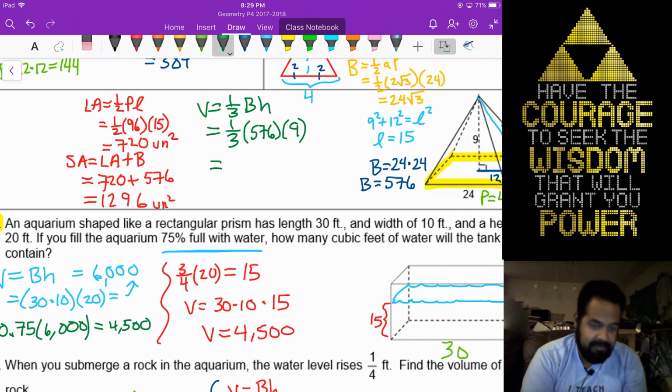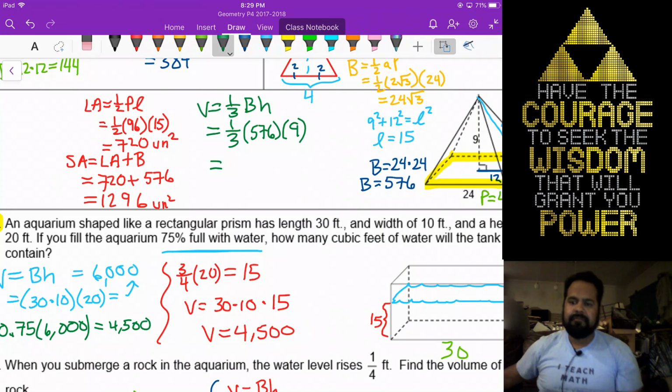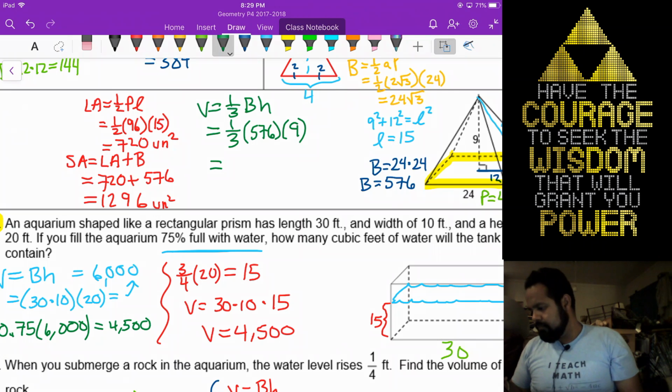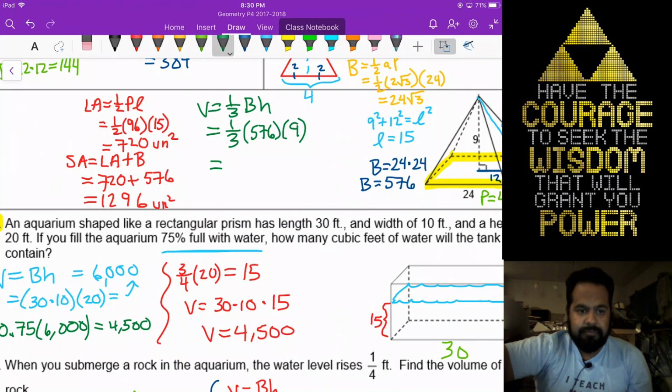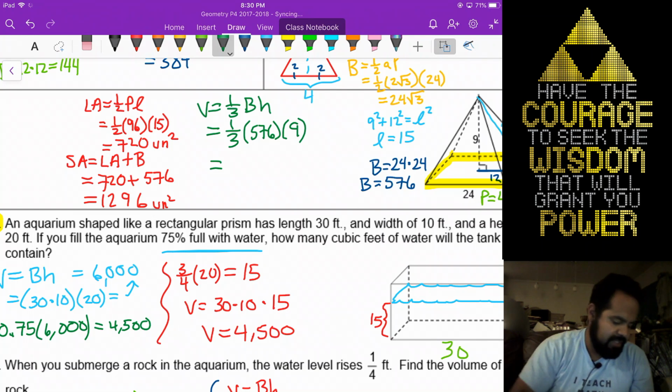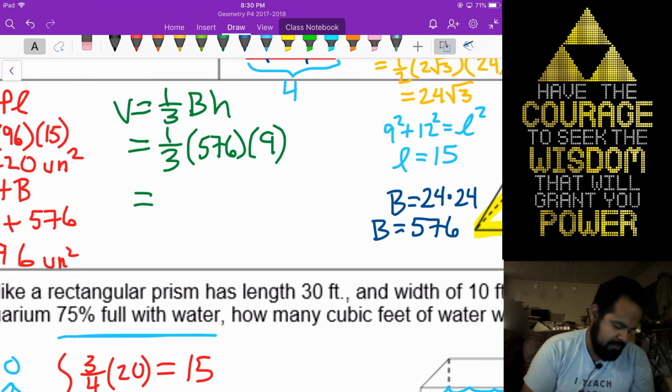Well, I know 1/3 of 9 is 3. So then 3 times 576. But, you know, type it in your calculator. Just go ahead. 1728. That sounds right. 1728 units cubed.